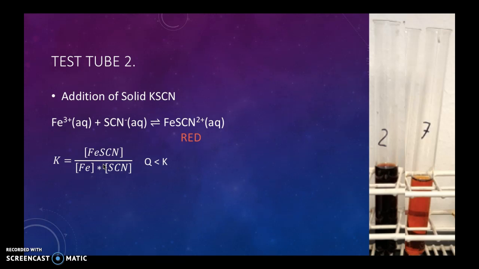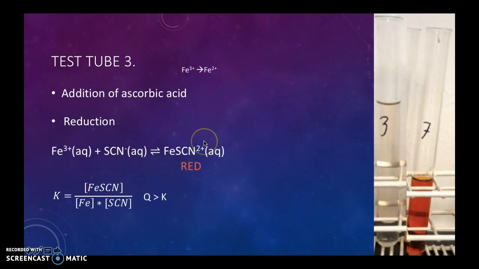Actually, test tube 2. We added solid potassium thiocyanate, where the stress here was thiocyanate, which then again produces more of the red product, giving us a redder solution compared to the tube of reference here, which is the normal light one. This is because it would decrease thiocyanate and iron to form more product, and Q here is still smaller than K.